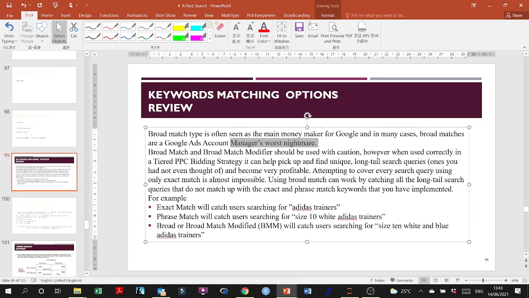However, when used correctly in a tiered pay-per-click bidding strategy, it can help pick up and find unique long-tail search queries, or queries that you have never thought of before. So they are still important. So what do you do in this case? With broad match and broad match modifier, don't bid too much on them, but bid enough that it's worth the insight you are going to get out of them, and worth the opportunity or the low rate of conversions, hopefully, or sales that you're getting out of them.